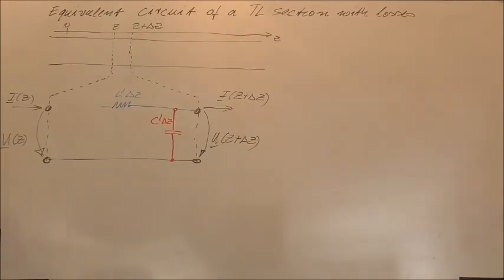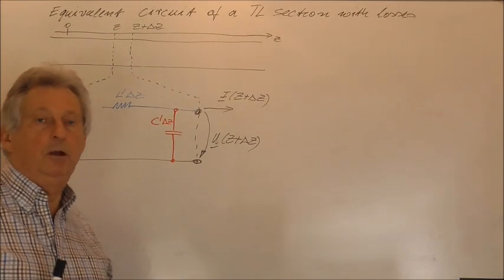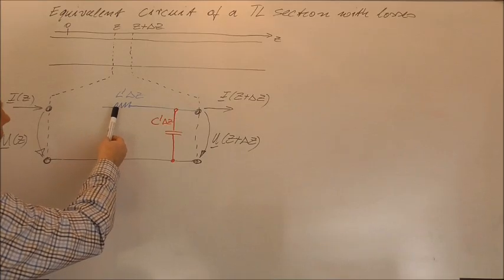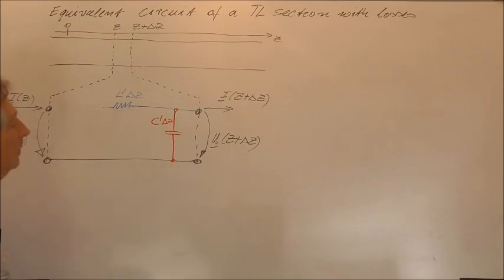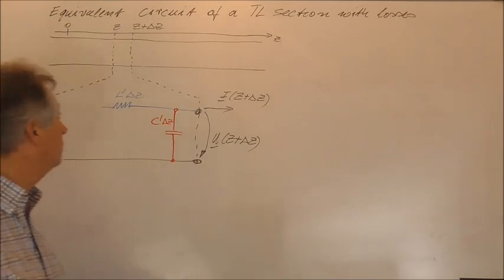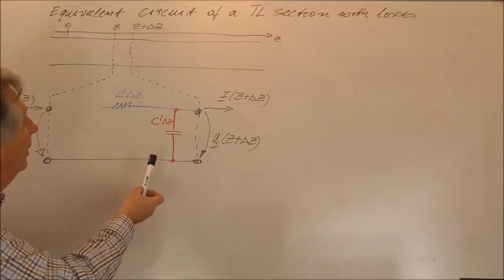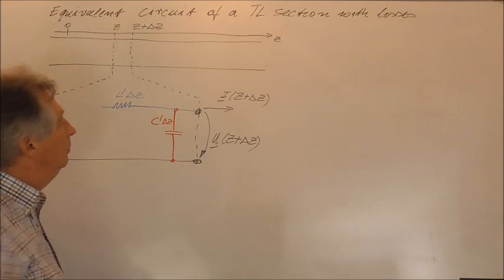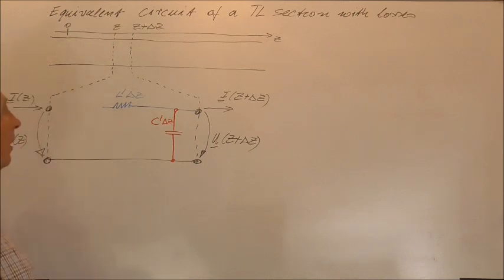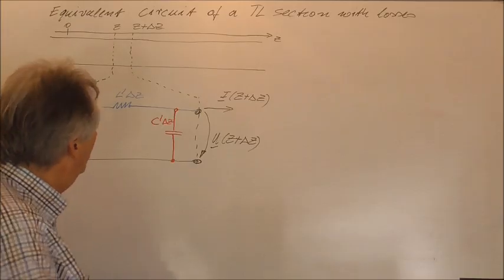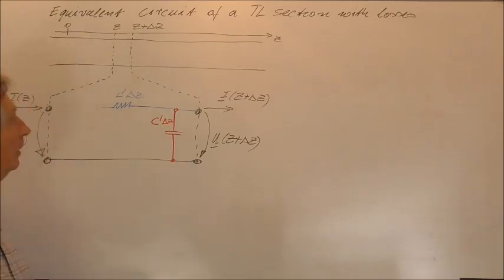So up to now we discussed the equivalent circuit of a lossless transmission line section, and the essential elements we had to use were the inductance per unit length, which described the stored magnetic field energy between the wires of the line, and we have to account for the stored electric field energy, and this is done by including a capacitance per unit length.